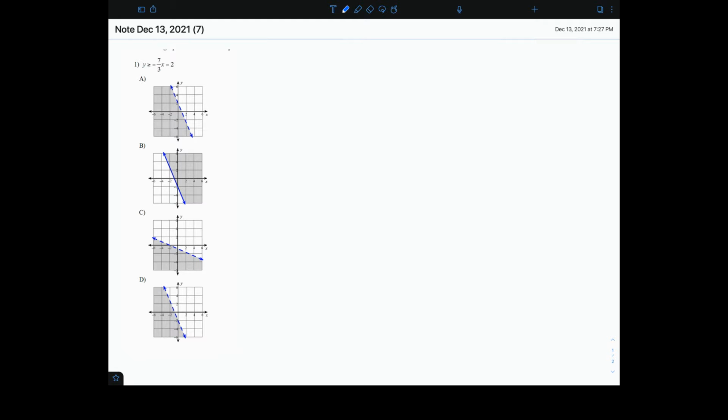Hello, Algebraic Reasoning. Today we're going to go over our review of what we've been talking about the last 2 weeks. We call this the Inequality Test 2 review. So let's look at this problem here.